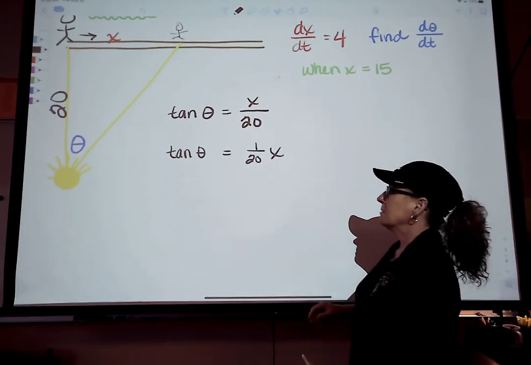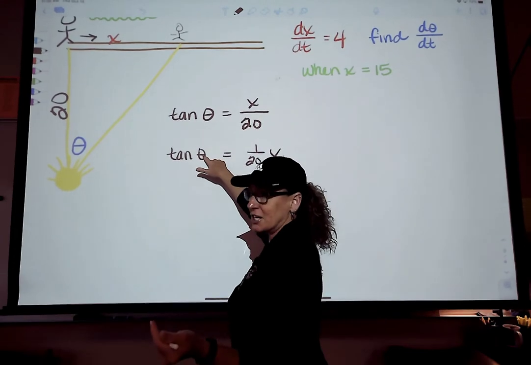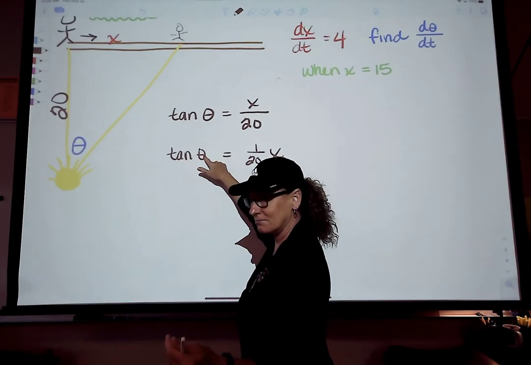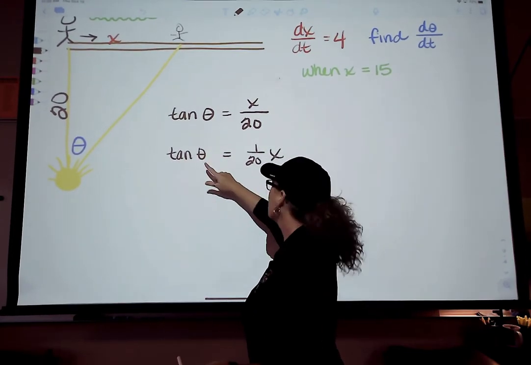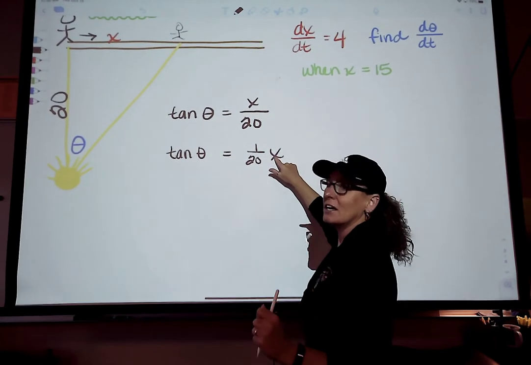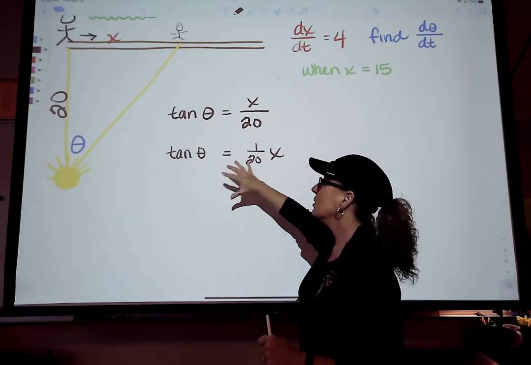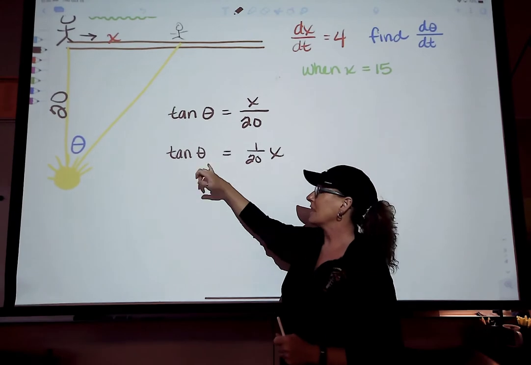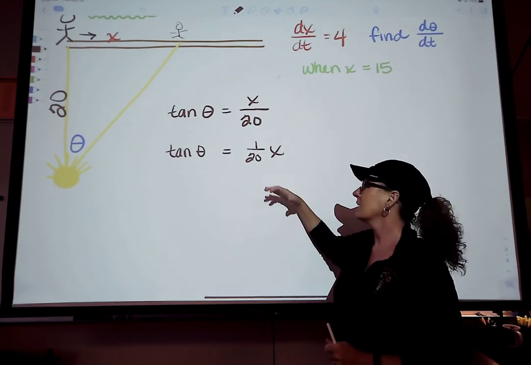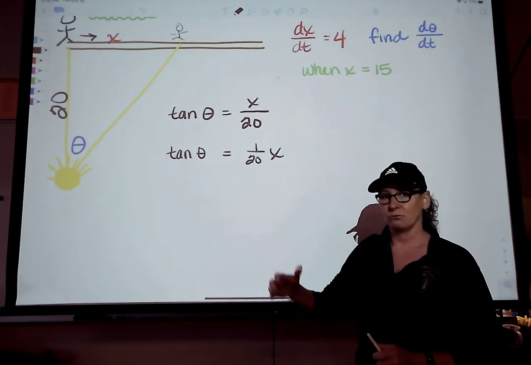Now, keep in mind, theta is changing. It's messy. Time is my variable. X is changing. It's messy. Time is my variable. So whenever I do my derivatives, and whenever I encounter a theta, whenever I encounter an x, I've got to remember to chain rule it.